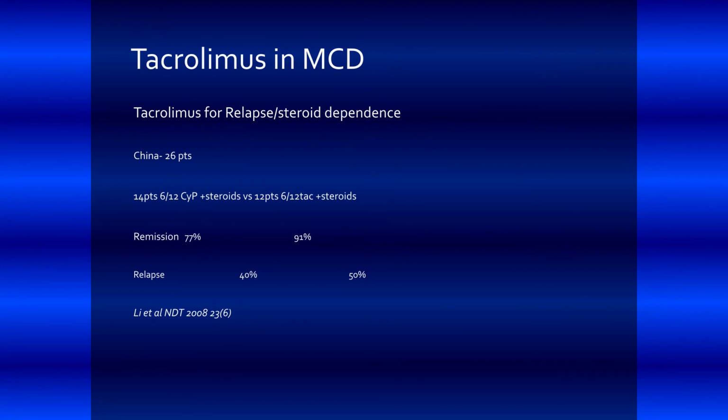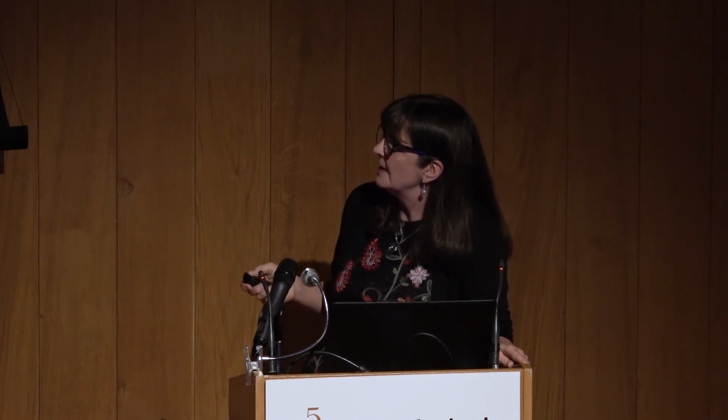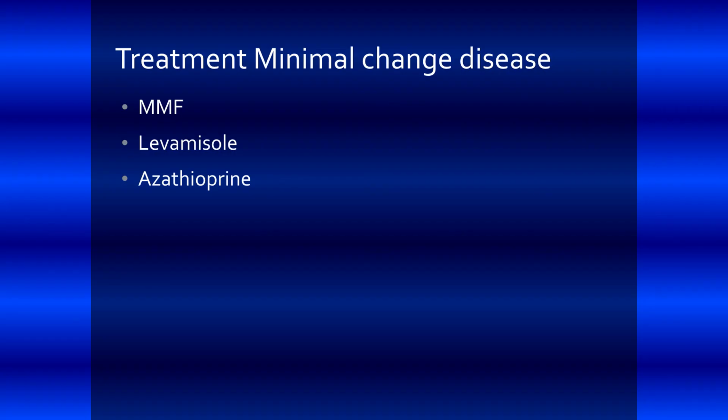This is another series from China. They seem to have a lot of minimal change disease in China, and a lot of our studies actually come from there. This was looking at 14 patients given 6 months of cyclophosphamide and steroids versus 12 patients treated with tacrolimus and steroids. And you can see the remission rates here are similar, and perhaps slightly less relapse in the cyclophosphamide group. There are other drugs that we can use for steroid avoidance, mycophenolate, levamisole, azathioprine.